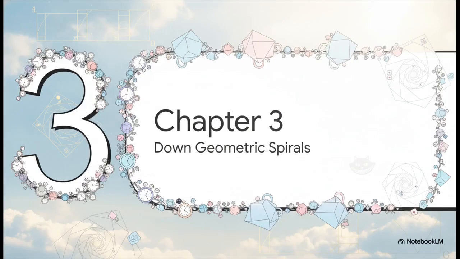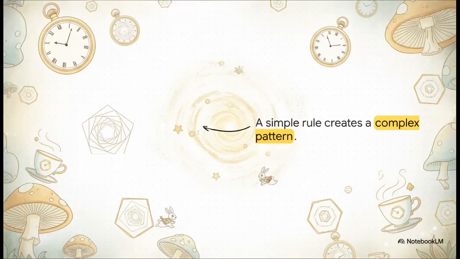Chapter 3. Down the geometric spiral. Let's move on and see how this builds. We know the shapes, and we know the rule. Now it's time to really observe the visual payoff of what happens when we let this process run over and over again. When we observe this simple geometric rule creating such a complex visual pattern, I want you to do a quick notice and wonder with me.